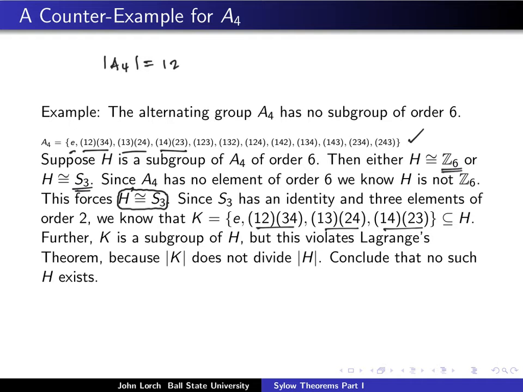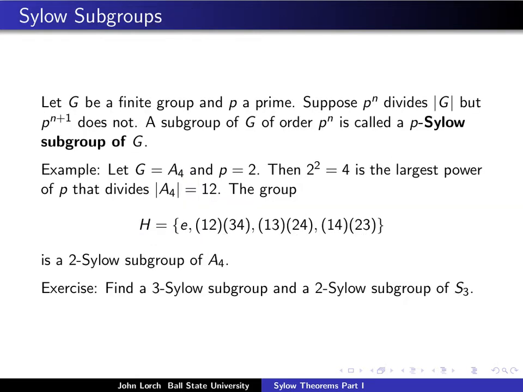And you can check that this K is actually a subgroup of H. In fact, it's isomorphic to Z2 cross Z2. But the problem is that this violates Lagrange's theorem, right? Because the order of K is 4, but the order of H is 6, and 4 does not divide evenly into 6. So the only conclusion we can draw is that no such subgroup H exists.